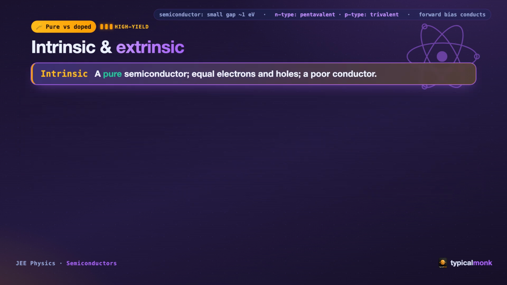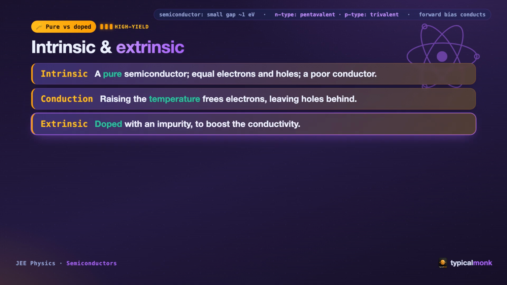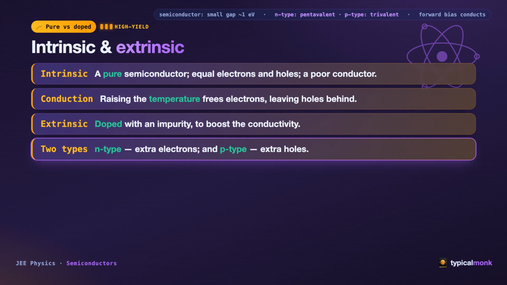Now the difference between pure and doped. Intrinsic, a pure semiconductor. It has equal numbers of electrons and holes, and it is a poor conductor. Conduction: raising the temperature frees electrons, and each one leaves a hole behind. Extrinsic, a semiconductor doped with an impurity to boost its conductivity. Two types, N-type with extra electrons and P-type with extra holes.